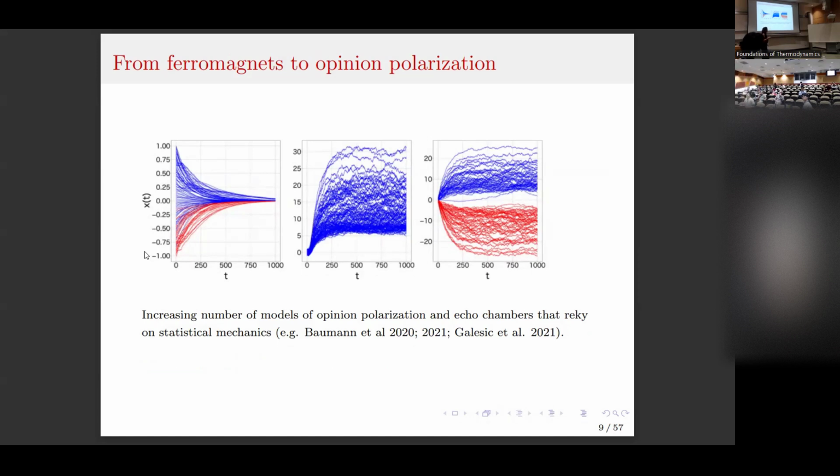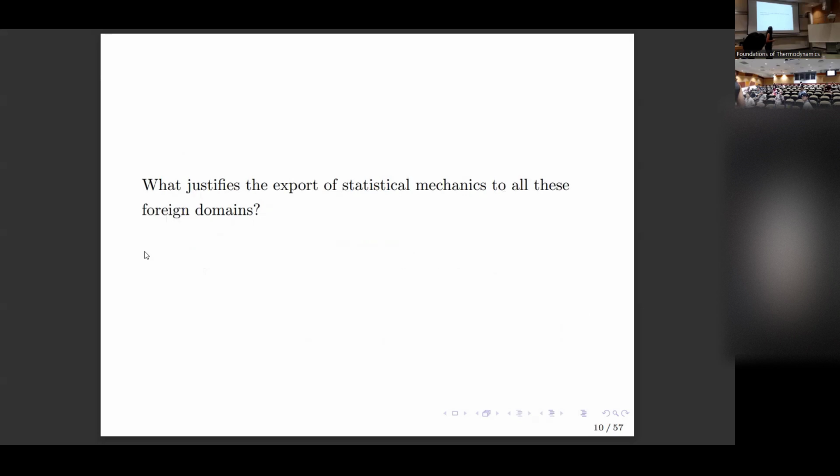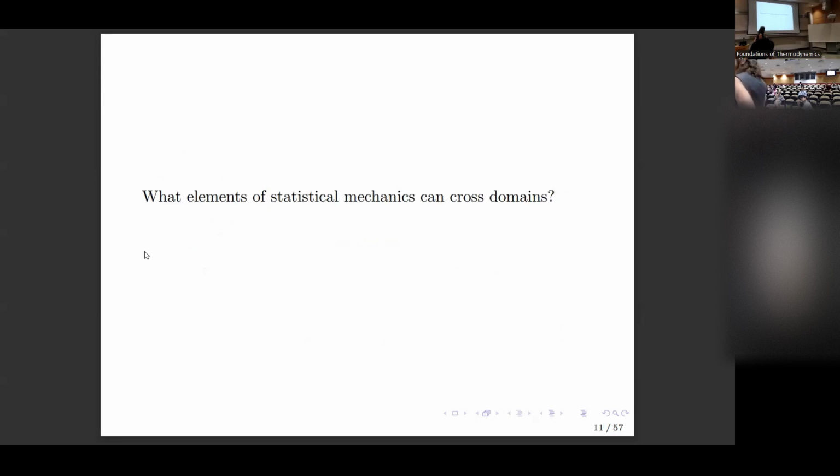But all of this raises very interesting questions that have not been explored much in the philosophy of statistical mechanics. The first is, what justifies the export of statistical mechanics to all these foreign domains? Although there has been work by philosophers on the use of statistical mechanics in these domains in isolation, there has been no work in which we actually compare the use of statistical mechanics across all these domains. The second question is, what elements of statistical mechanics can actually cross domains? The third question, are these systems governed by thermodynamic principles, or is it just a formal analogy that is going on here? And finally, is there a unique answer to the previous questions, or is this domain dependent?